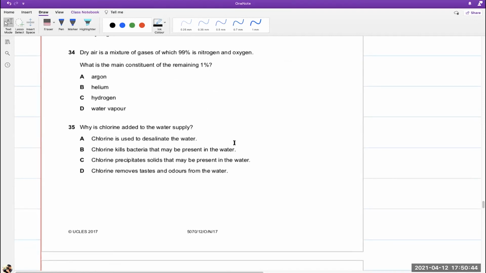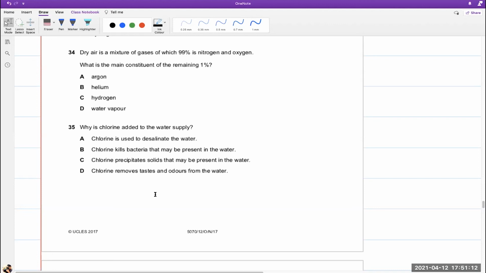Dry air is a mixture of gases, 99% of which is nitrogen and oxygen. What is the main constituent of the remaining 1%? 1% में होता क्या है? आपके पास कार्बन डाइऑक्साइड होती है, आपके पास आर्गन होती है, आपके पास वाटर वेपर होता है. लेकिन ये ड्राई एयर है. ड्राई एयर में तो वाटर वेपर नहीं होगा ना. So that means what you're left with is argon, because that is the most abundant gas after nitrogen and oxygen.